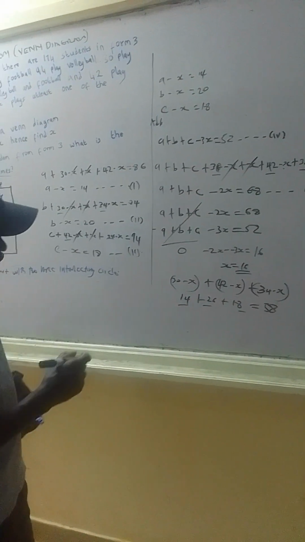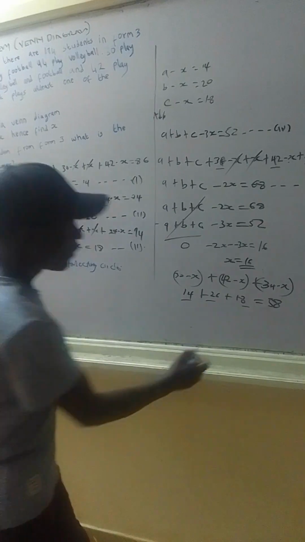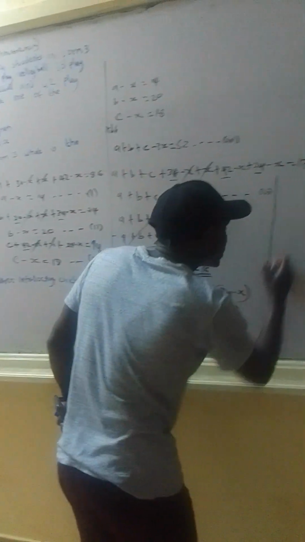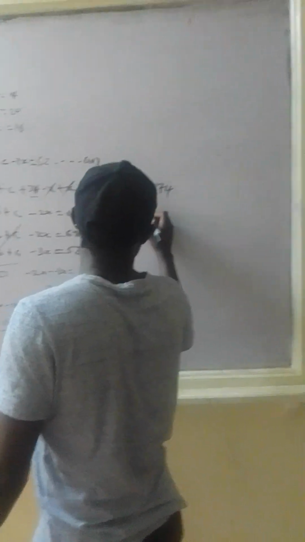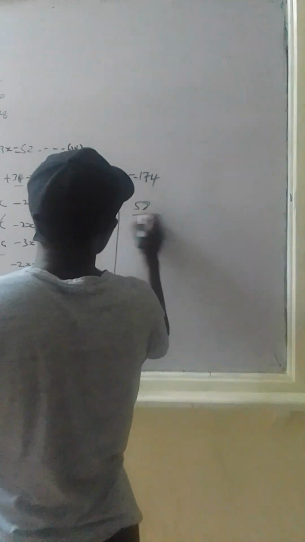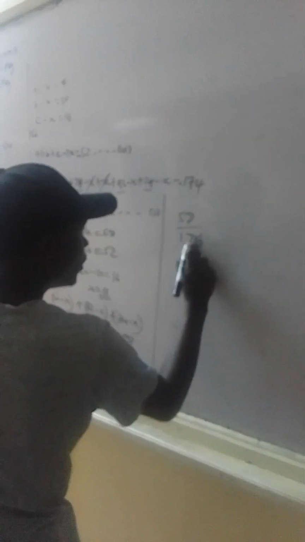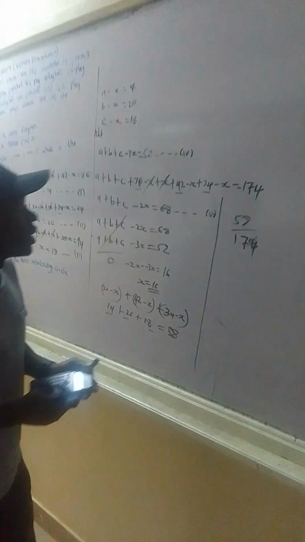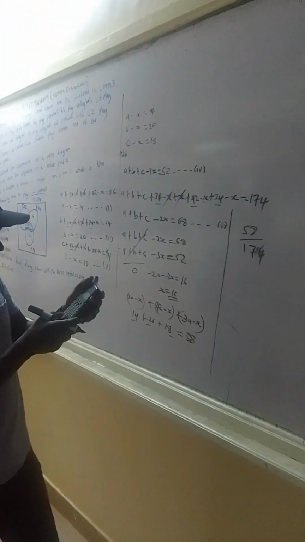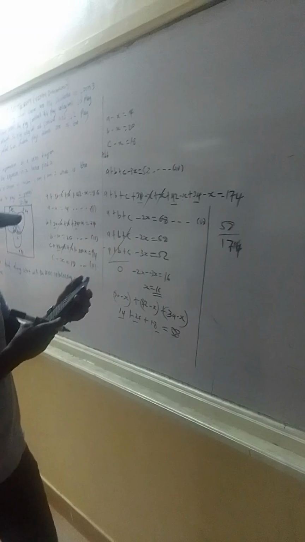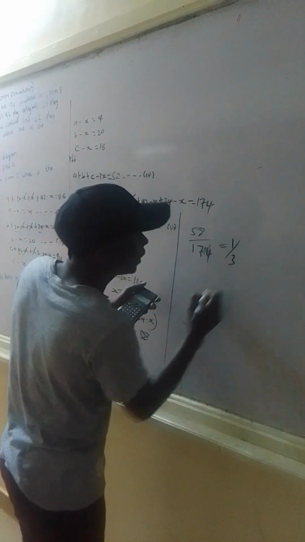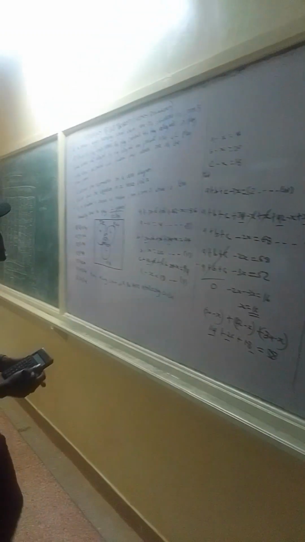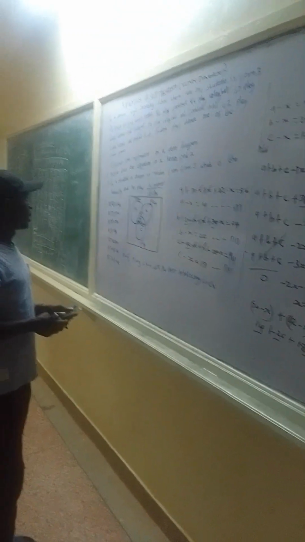So the total number of students who play 2 games are 58, but the total number of students in that school, in that Form 3 class, is 174. So 58 over 174, we get the exact probability of students who take 2 games. It is 58 divided by 174, and the answer is 1 and a third. So the probability of students that play 2 games is 1 and a third.